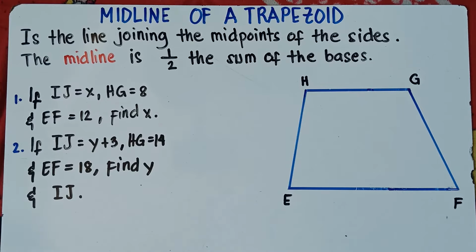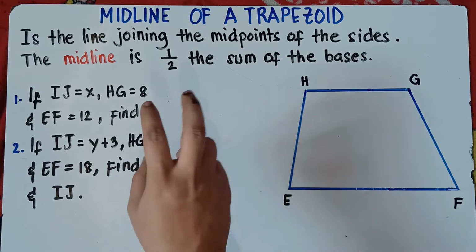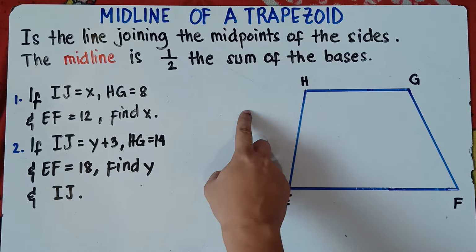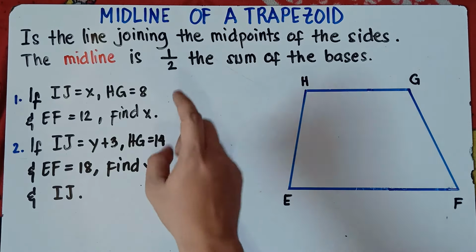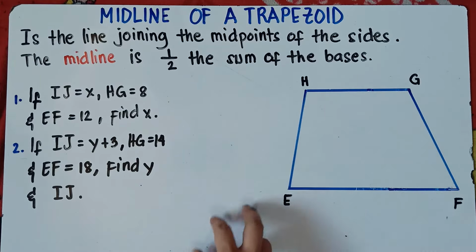Our topic for today's class is all about the midline of a trapezoid. So without further ado, let's do this topic. The midline of a trapezoid is the line joining the midpoints of the sides. The midline is 1/2 the sum of the bases.